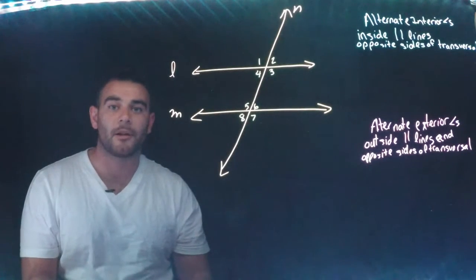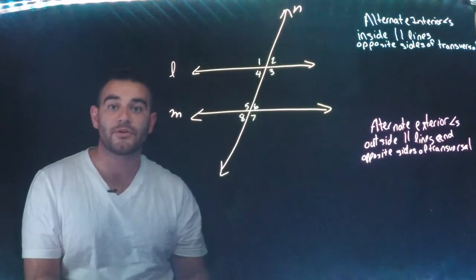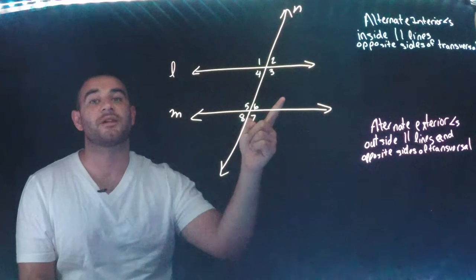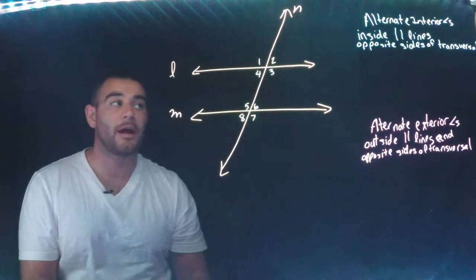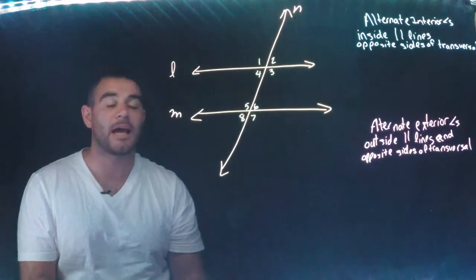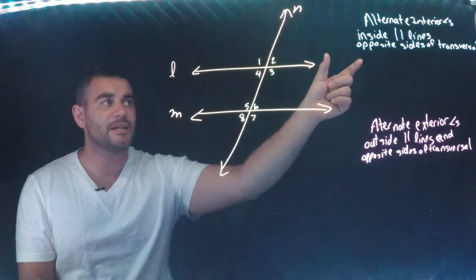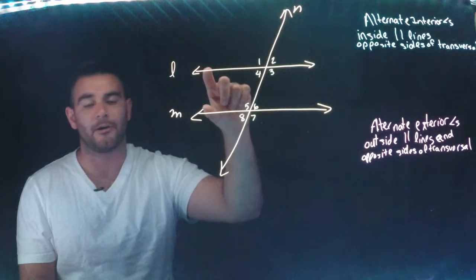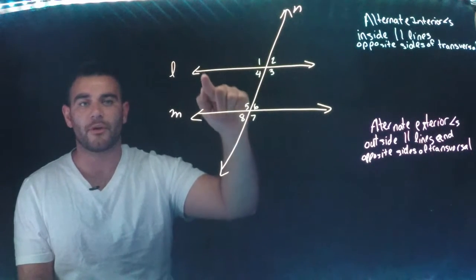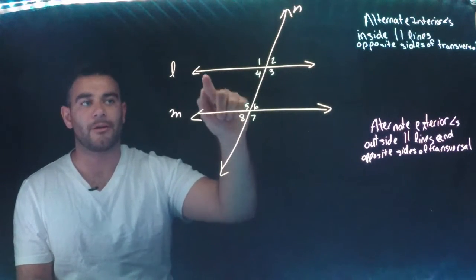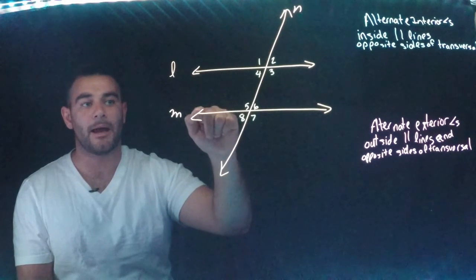Today we're talking about parallel lines cut by a transversal. The first definition we want to look at is alternate interior angles. Alternate interior angles are inside the parallel lines and they're on opposite sides of the transversal. So the interior part always refers to the parallel lines. So we're always referring to interior. We're going to talk about inside these parallel lines here, L and M.